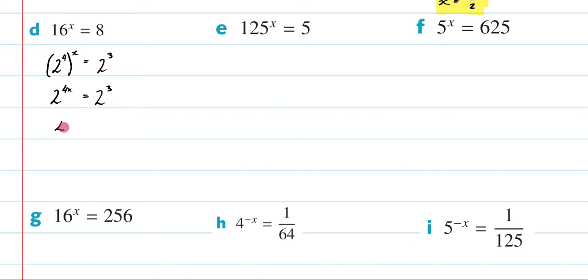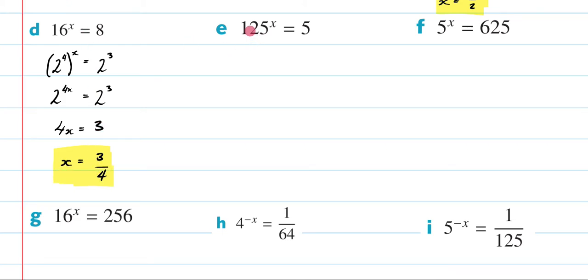So it's going to be 4x equals 3. And then I'm going to rearrange to solve for x. So I'm just going to divide both sides by 4. I'm going to get 3 over 4. Grab my highlighter, give that a highlight.